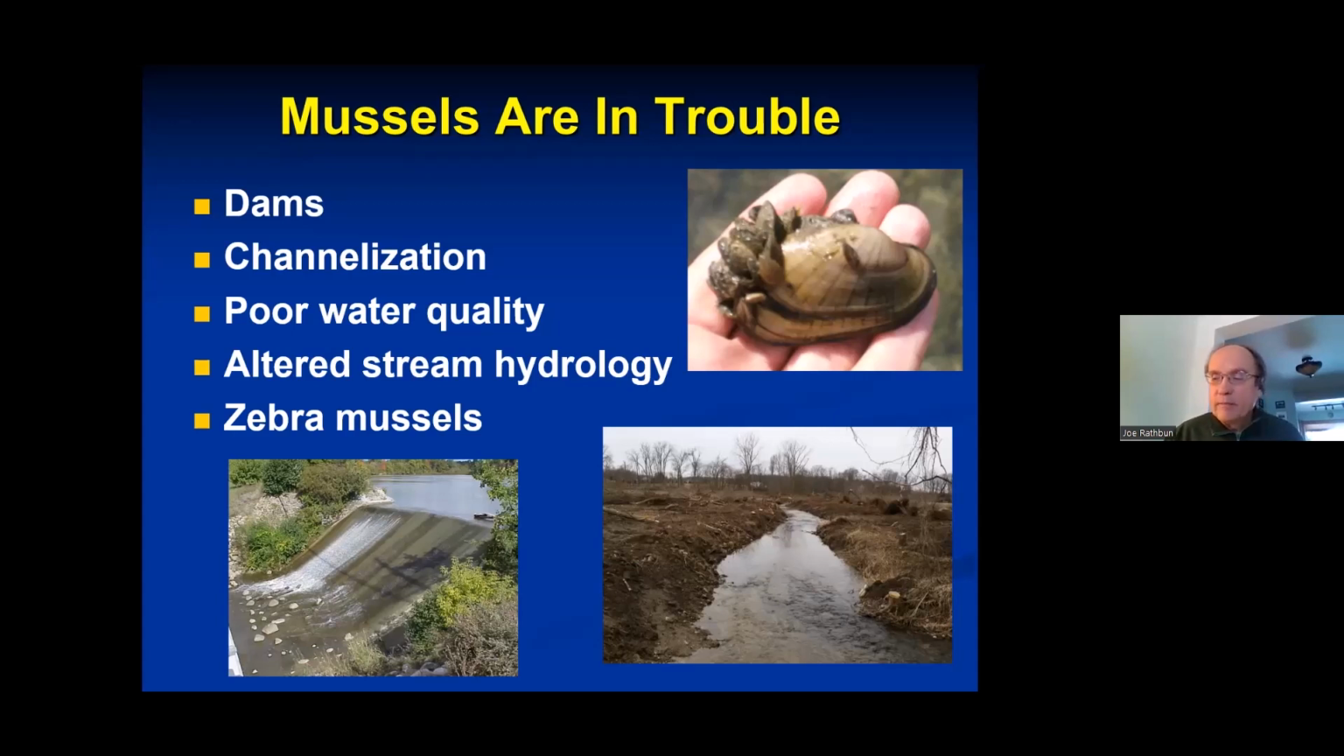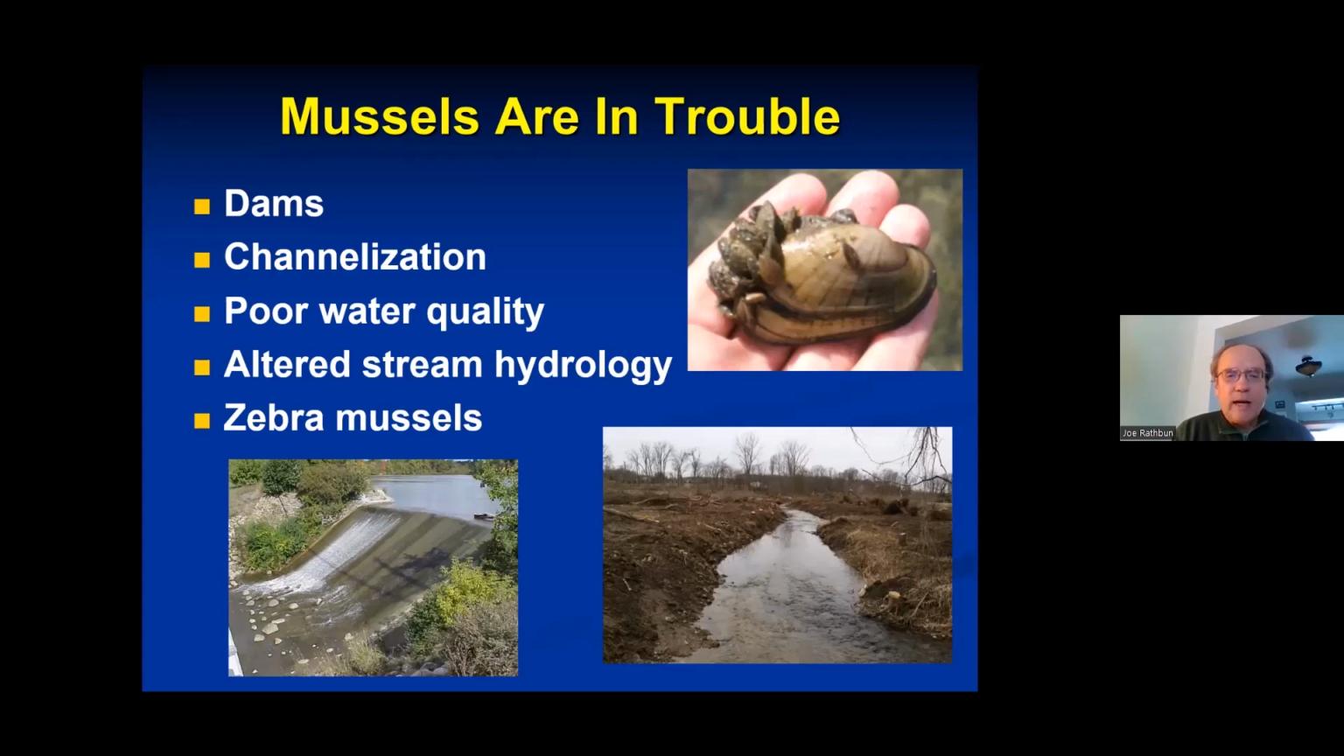Channelization, dredging channels, dredging streams, of course, is very, very bad on mussels. Poor water quality historically was a very big problem, less so now. When I started, we had a lot of problems with low dissolved oxygen around much of the state. That's largely been solved with improvements to wastewater treatment plants.